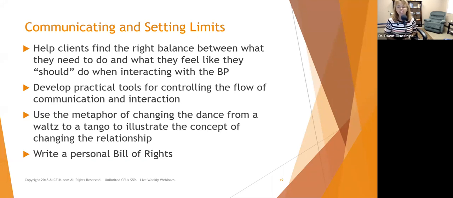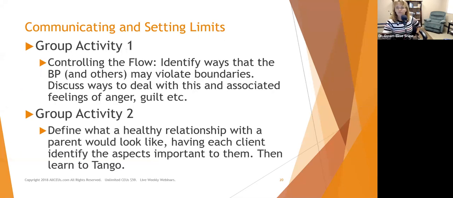Use the metaphor of changing the dance from a waltz to a tango to illustrate the concept of changing a relationship. The waltz is a very slow dance, and people are doing it together. The tango is a very powerful dance, and I want my client to lead. I want my client to lead in their life. Have them write a personal bill of rights that they review regularly. I have the right to have a Saturday to myself. I have a right to yada yada. We can control the flow.